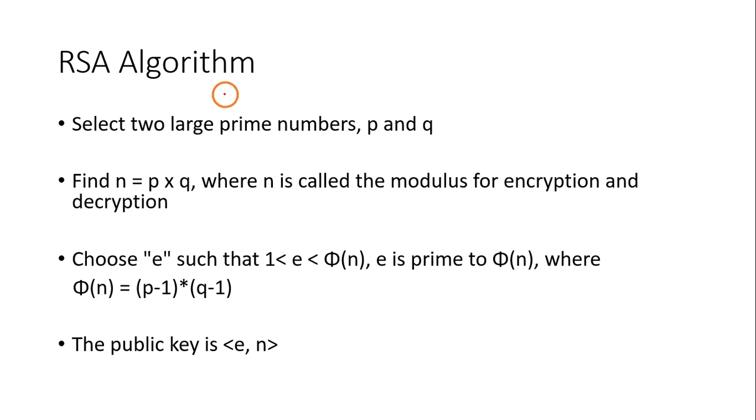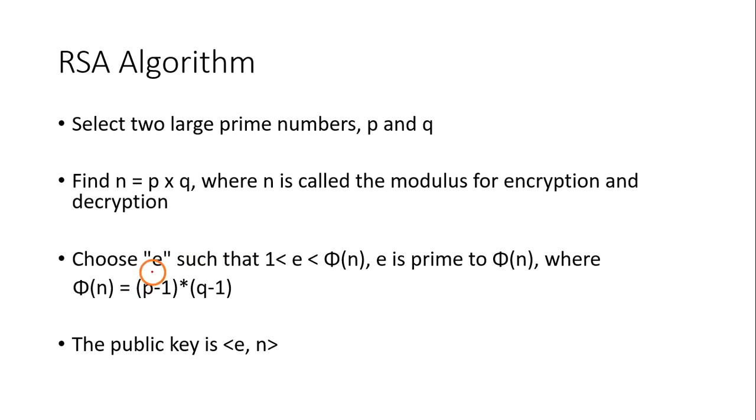So the RSA algorithm works like this. First we have to select two large prime numbers p and q. Then in the next step you have to calculate the value n, which is equal to the multiplication of the numbers p and q. So this n will be used as the modulus. The RSA algorithm mainly depends on prime factoring and also modular arithmetic. So this n is going to act as the modulus. We will see.